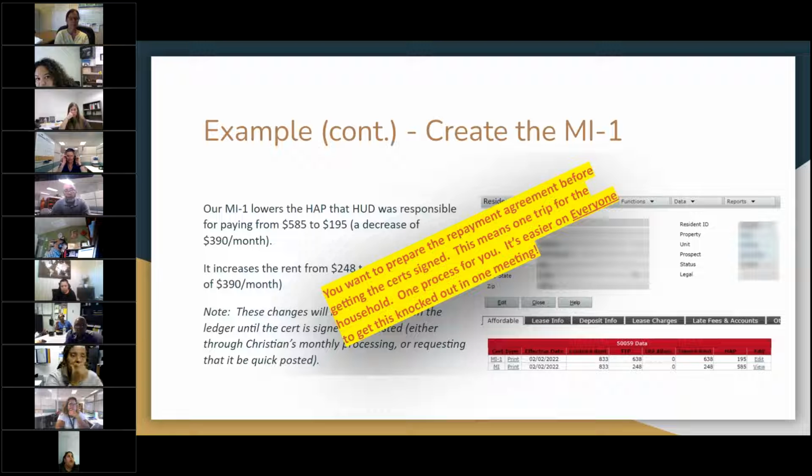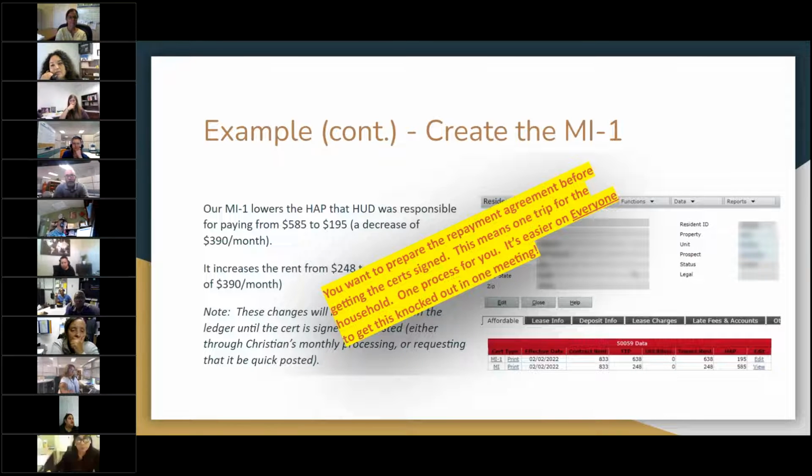It's a little bit more difficult. It is. We can help you, LH service request, but it's much easier to knock this out all at once. It's easier on the resident. It's easier for your mental health, I promise. It's easier on Christian, who doesn't have to email you about this. It's easier on John, who doesn't have to audit this open agreement. It's easier on everyone if this is all knocked out before the certs are signed.